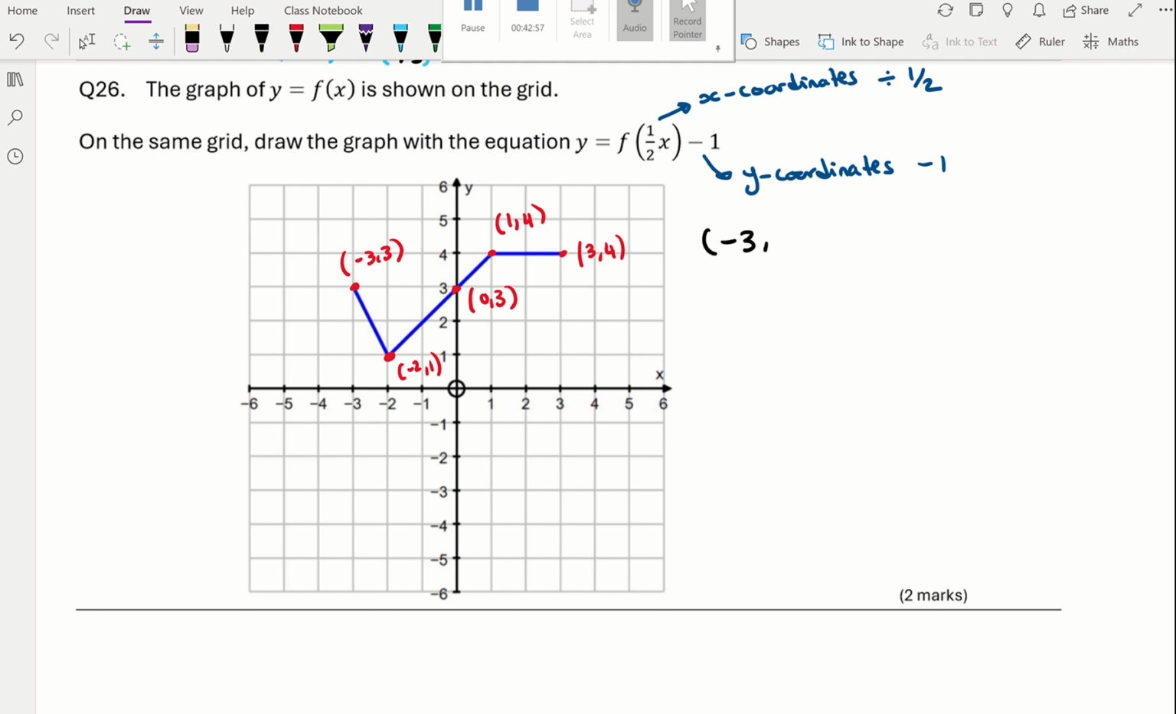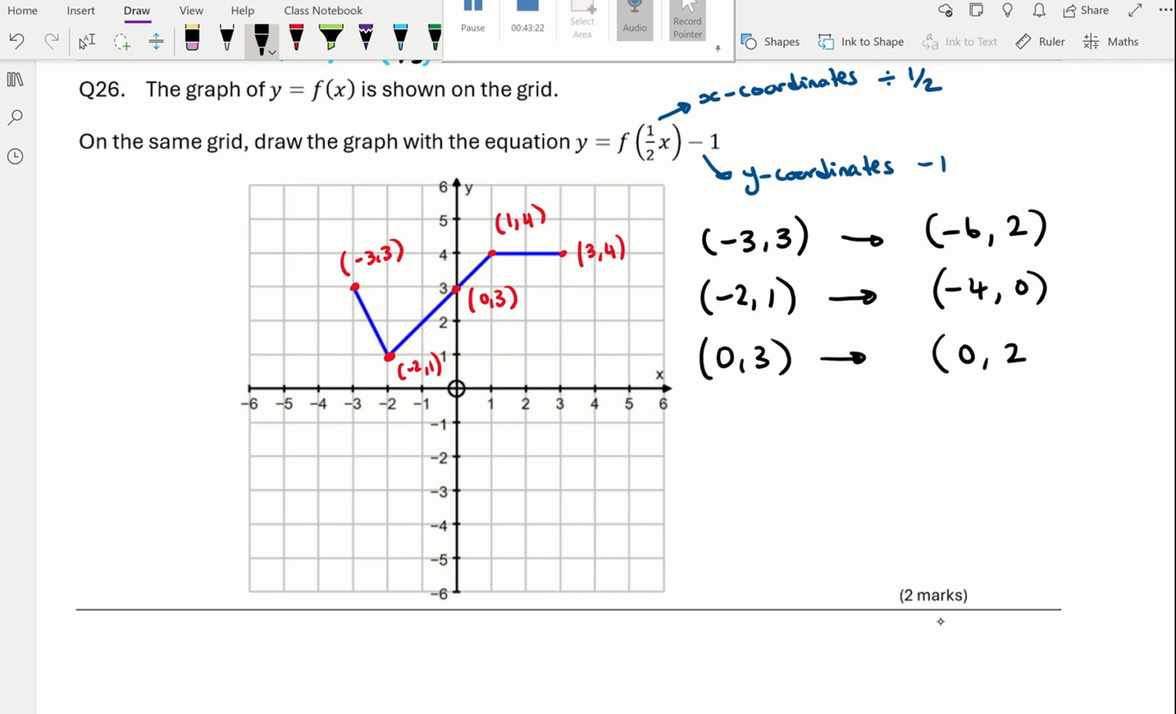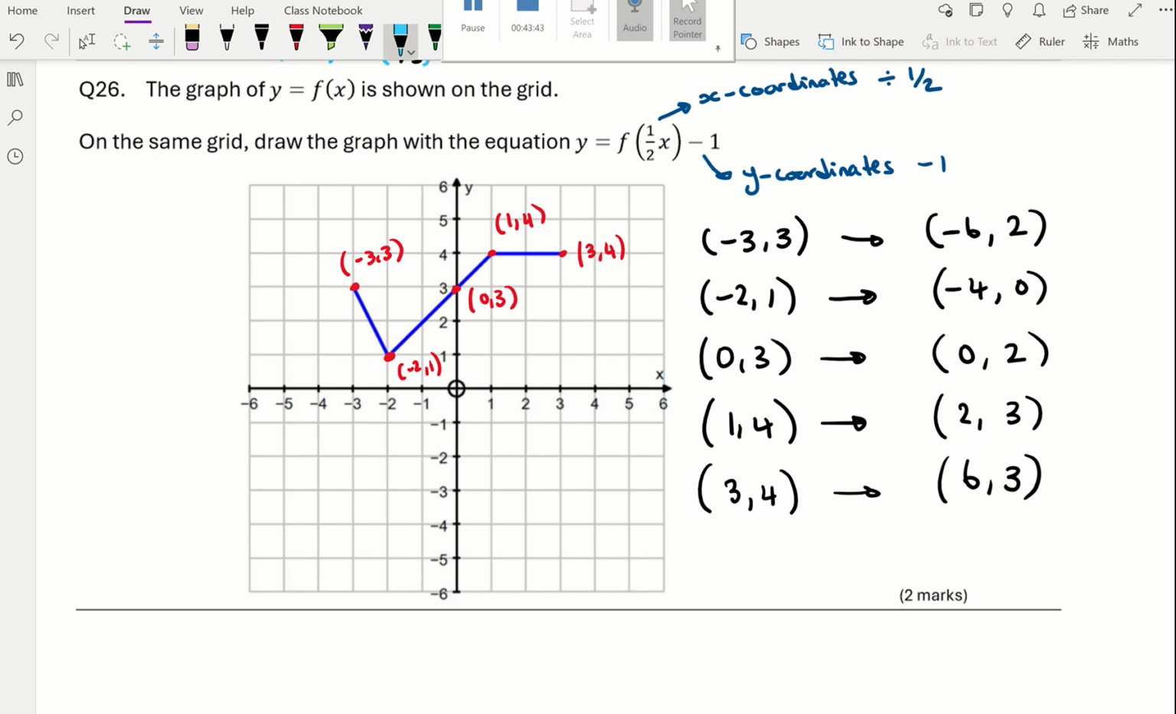So -3, 3. -3 divided by a half is -6. And 3 minus 1 is 2. And then -2, 1 becomes -4 and 0. 0, 3 becomes 0, 2. 1, 4 becomes 2, 3. And 3, 4 becomes 6, 3. Okay, so each x coordinate I'm multiplying by 2, which is basically what dividing by a half is. And each y coordinate I'm subtracting 1.